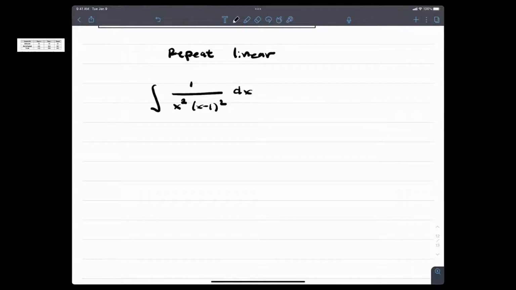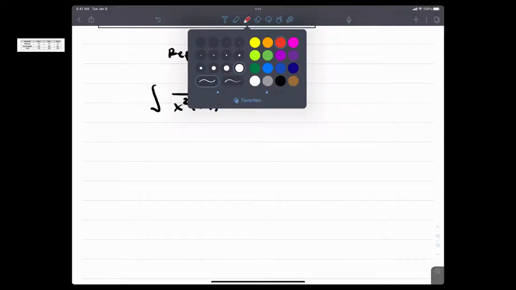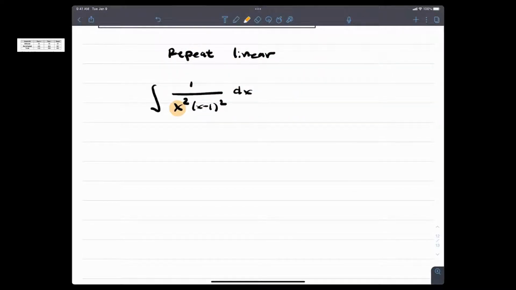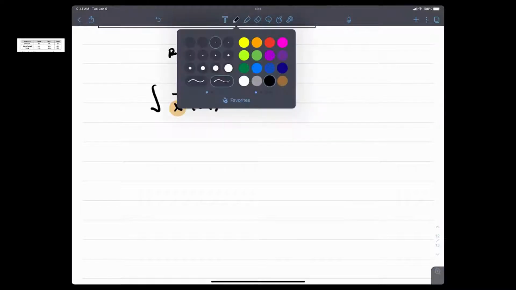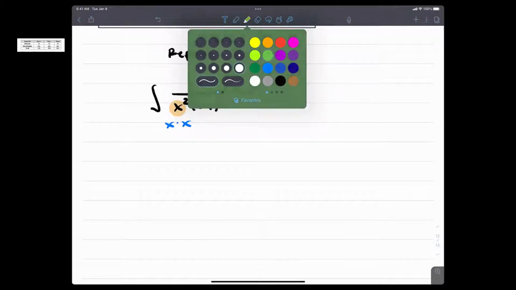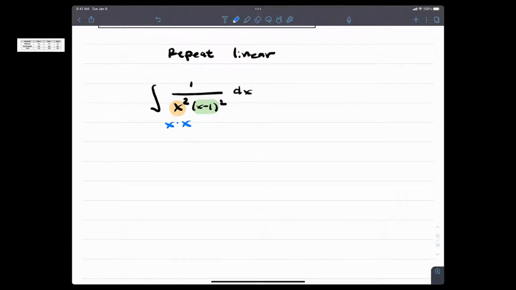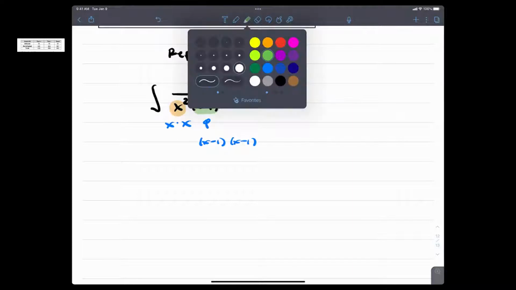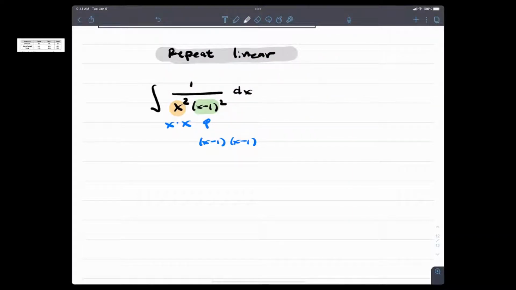Okay, so you might say, what does a repeat linear mean? Now, if you guys take a look at this here, you can look at this first term two ways. I wrote it as a repeat linear. So this x term is repeated. You can think of it that way as x times x, right? And then you got this next term, x minus 1, and that's repeated. So this is why they say, oh, this is a repeat linear situation.